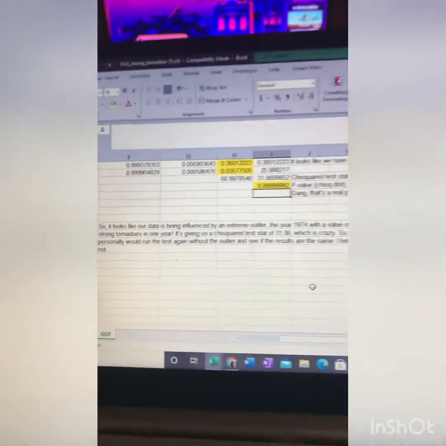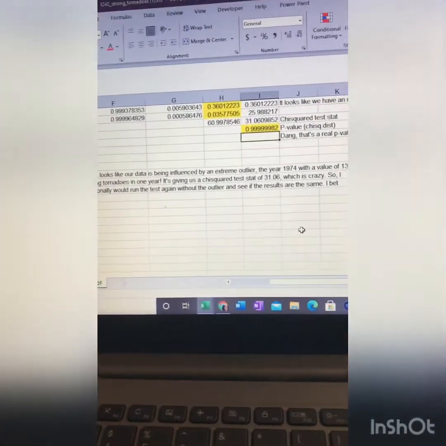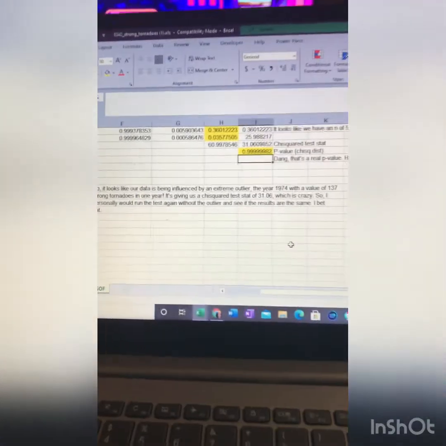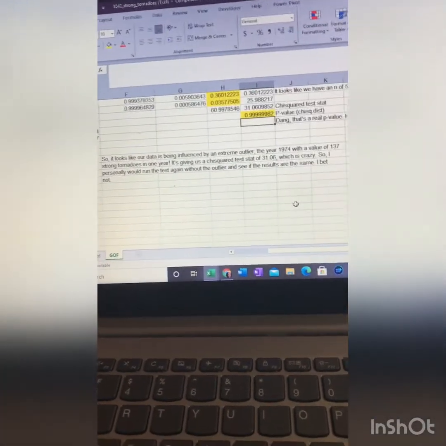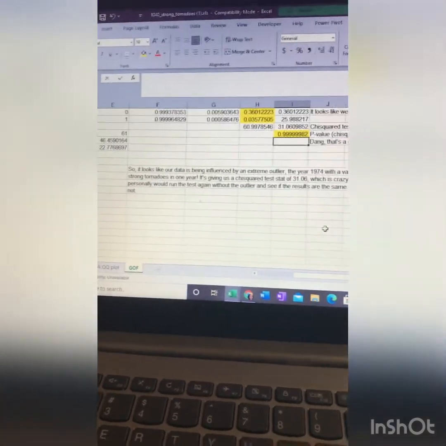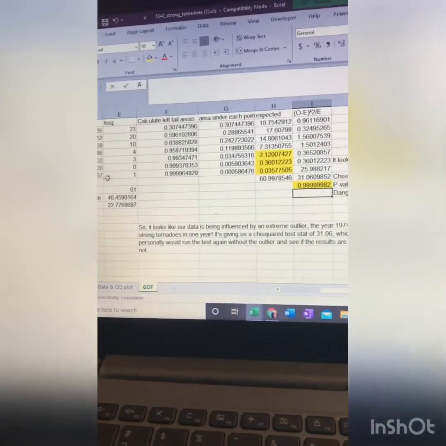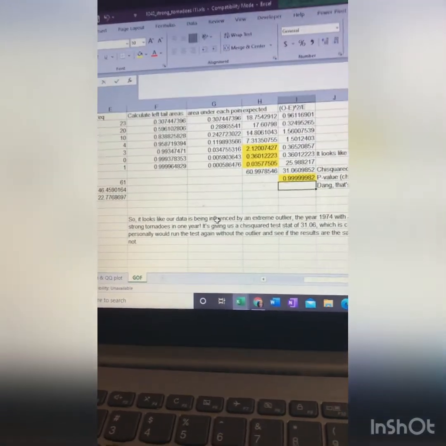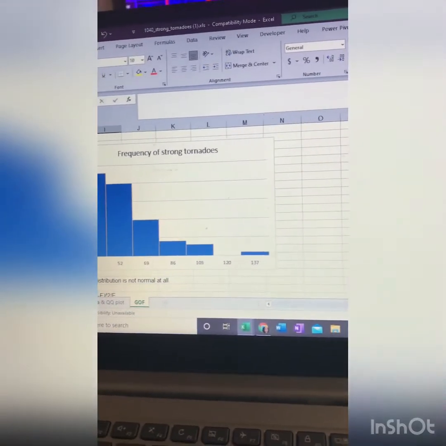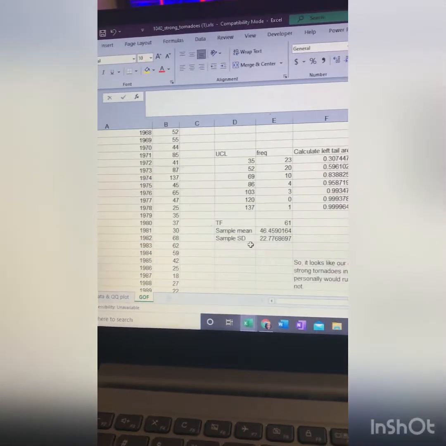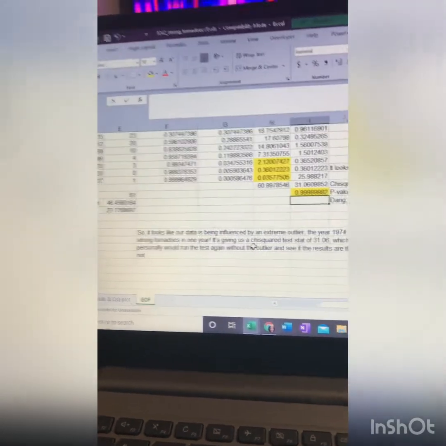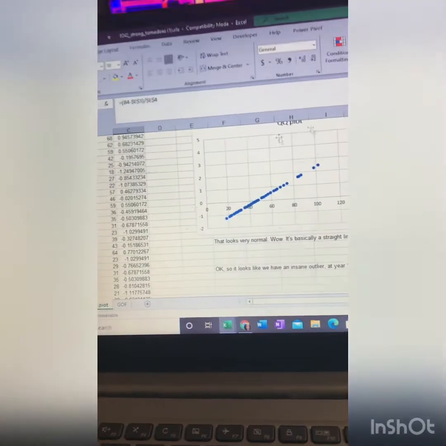If you remember, the null hypothesis for this test is that the data is normally distributed, and the alternative hypothesis is that the data is not normally distributed. I have the hypothesis that if we took out the outlier of the 137, we would get a completely different answer that matches what our histogram looks like, where our histogram is showing something that is not a normal distribution, while our goodness of fit test and our QQ plot are showing normal distributions.